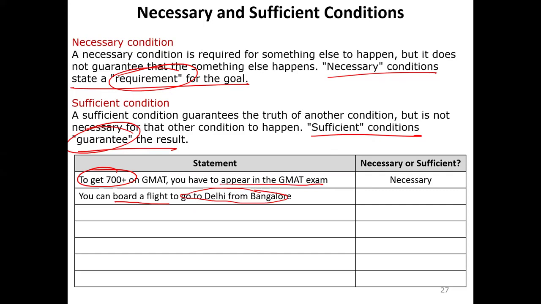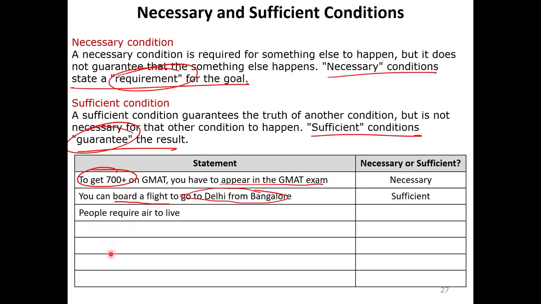Looks like there's no consensus. Sufficient. Why is it sufficient? It is sufficient because if you board a flight, you are obviously guaranteed to go to Delhi from Bangalore. Why is it not necessary? As Jay rightly pointed out, if you have to go to Delhi from Bangalore, boarding a flight is not a requirement, because you can go by train or theoretically by road as well. Rishi, is this clear? Yes, yes.